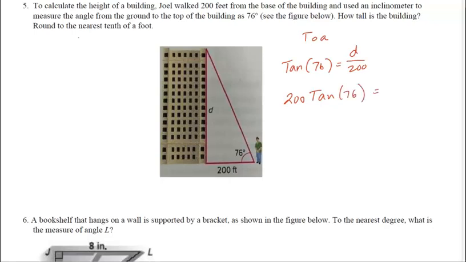And we'll go to our calculator and type in 200, tan, and then put 76 in parentheses. And this is to the nearest foot, so whole number. So it's 802.1561. So to the nearest foot, we would just say 802 feet.